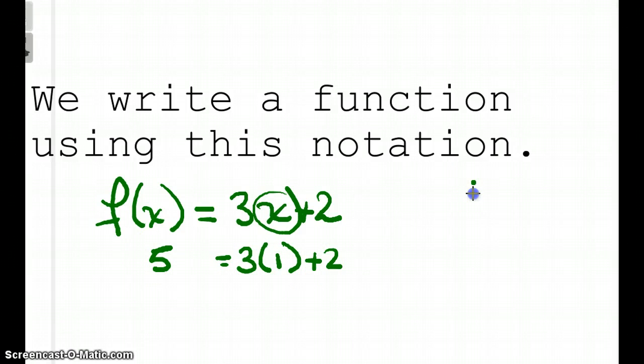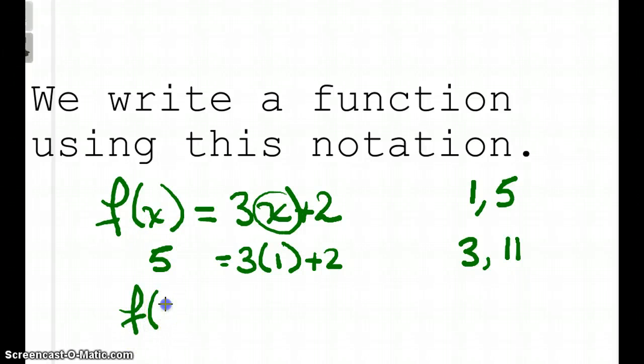So my ordered pair is 1, 5. We choose the value to put in for x. This time I'll choose 3. 3 times 3 is 9 plus 2 is 11. So we write the function. We say the function of x equals whatever. So when we say that, we're saying the function of 4. 4 goes into 3 times 4 is 12. 12 plus 2 is 14.